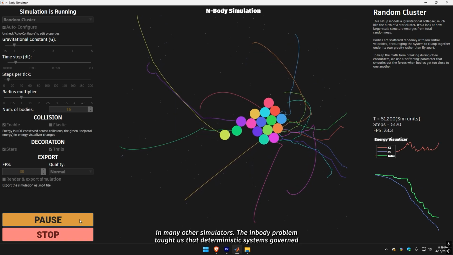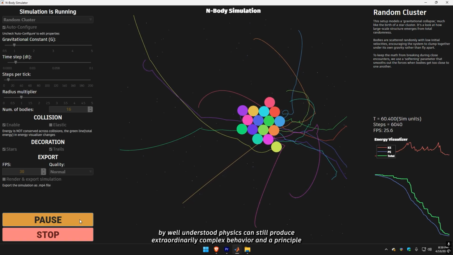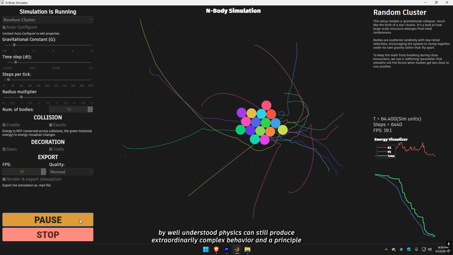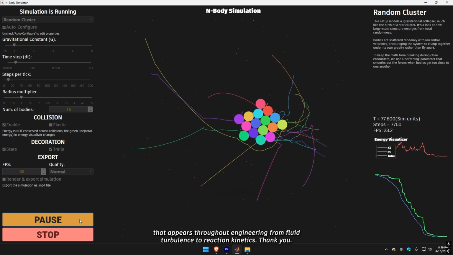The N-body problem taught us that deterministic systems governed by well-understood physics can still produce extraordinarily complex behavior, a principle that appears throughout engineering from fluid turbulence to reaction kinetics.